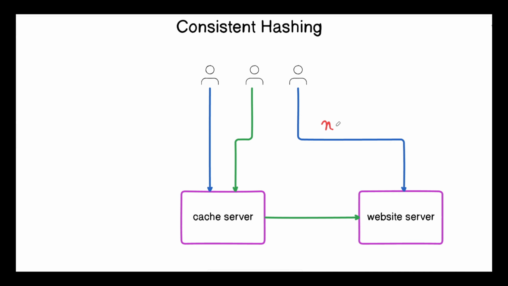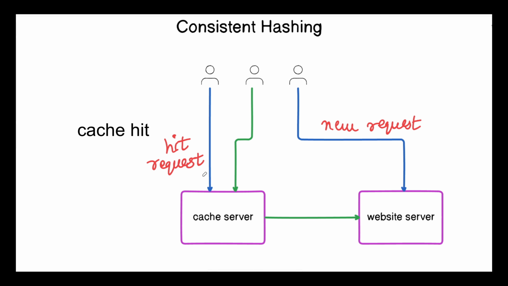This is the case of the new request. This is the case of the hit request, in which we are able to get the data from the cache server itself. And this is the case of the miss request, where the data is not present in the cache server, so we have to get it from the website server itself.